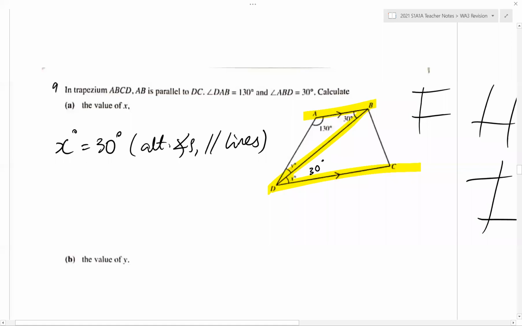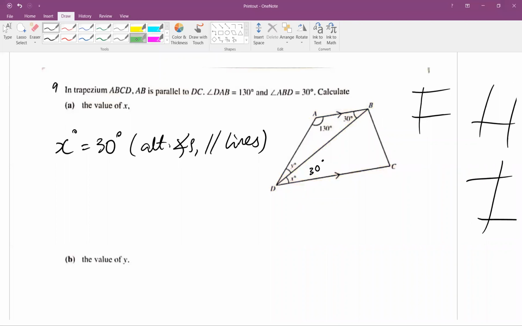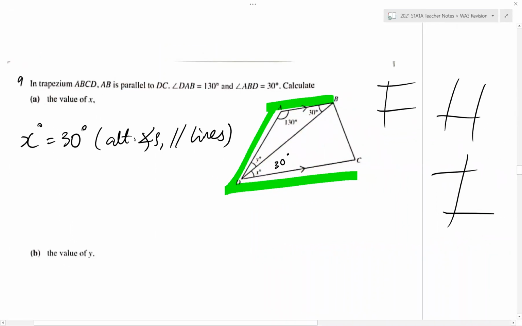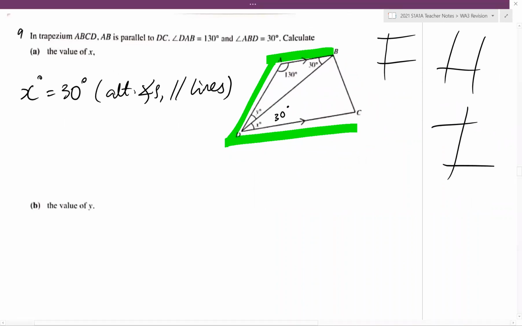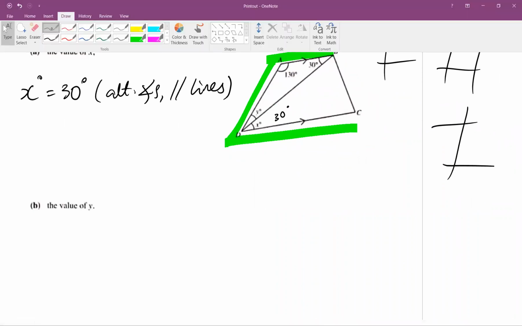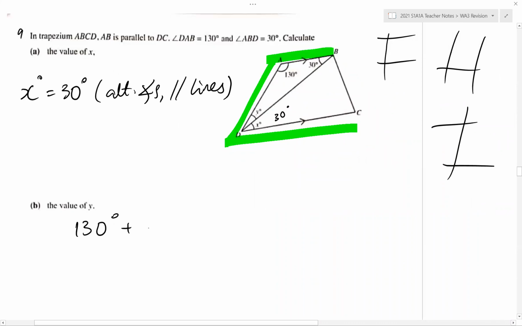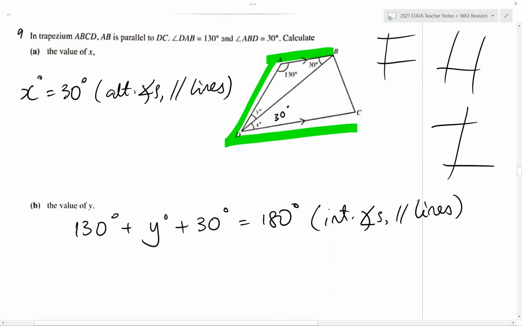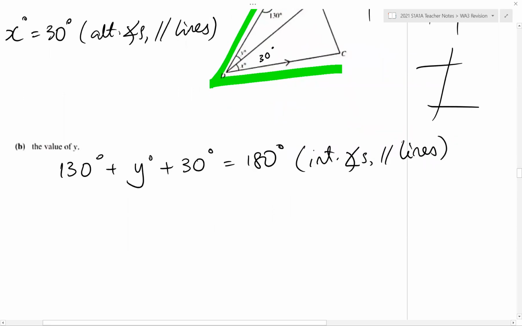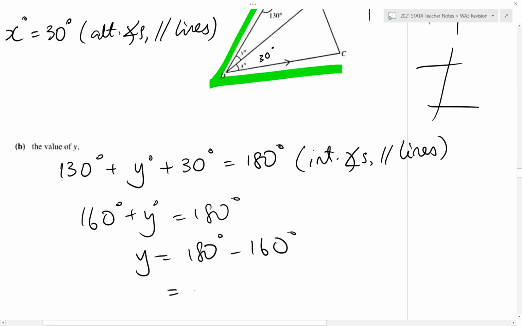Now for the value of Y. We're going to use our letter U. In our letter U, we say that the sum of the angles will be 180 degrees. So 130 plus Y plus X. X was found to be 30. This gives us a total of 180. Interior angles, parallel lines. So 160 plus Y equals 180. Y is 20 degrees.